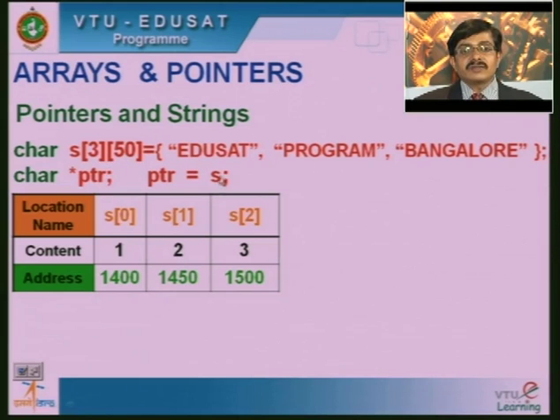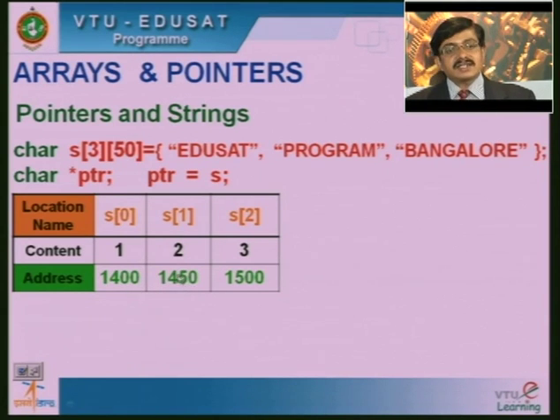Each row will have 50 elements, so 50 bytes will be allocated, from 1400 to 1449 as the last byte. Now the next row will take 1450 as the address location. From there again 50 bytes will be allocated for the second row, and finally 1499 will be the last byte of the second row, and from 1500 the starting address of the third row will start from this particular location here.